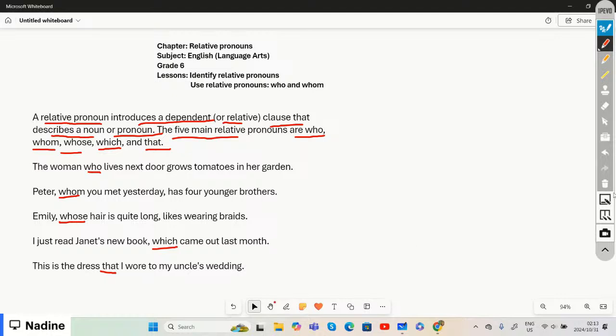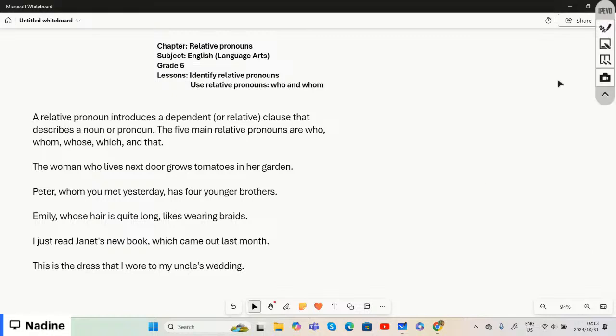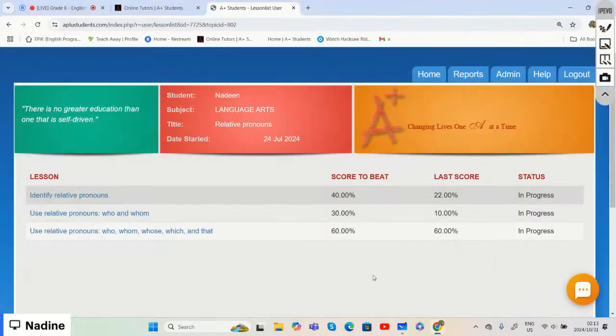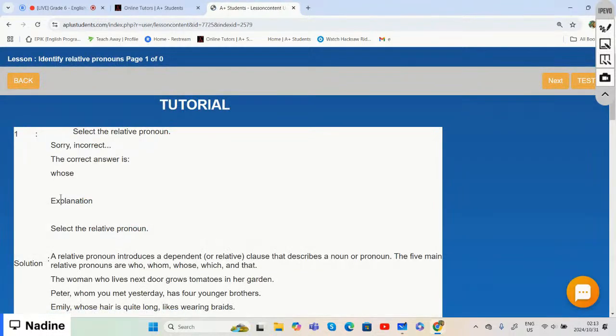All right, so now we're going to aplusstudents.ca, and we're going to identify the relative pronouns within the sentences.